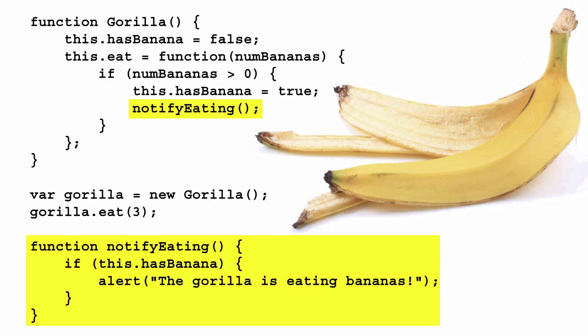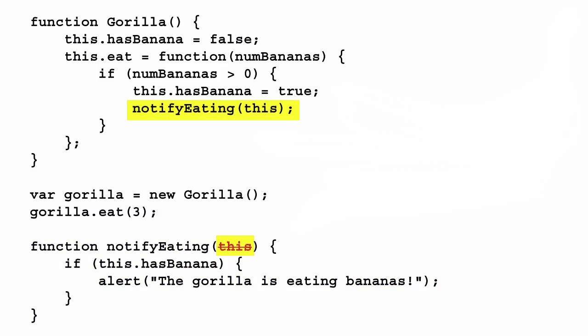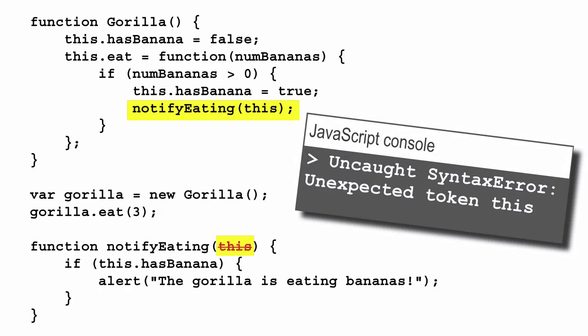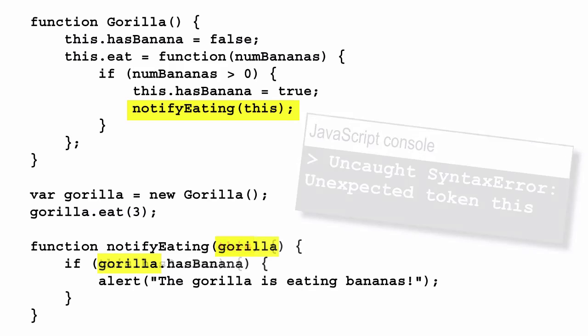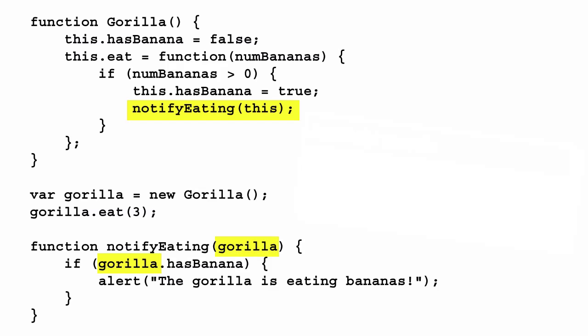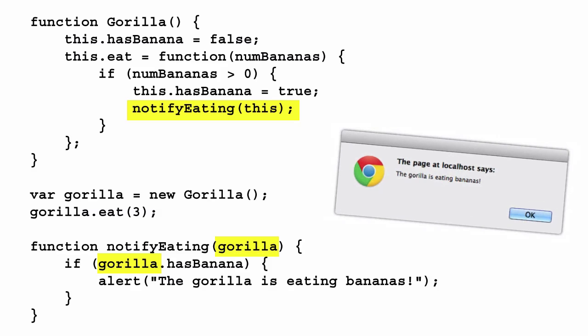To fix this problem, we can pass the value of this to the notifyEating function. But we can't name the parameter of the notifyEating function this, because this is a special variable. You can't use it as a variable name or a parameter name yourself. If you try to do this, you'll get a syntax error. So instead, we'll name the parameter something else, in this case, gorilla. And this solution works perfectly. We pass the Gorilla object into the notifyEating function and then use that object to test to see if the gorilla has a banana. And it does, so we see the alert.